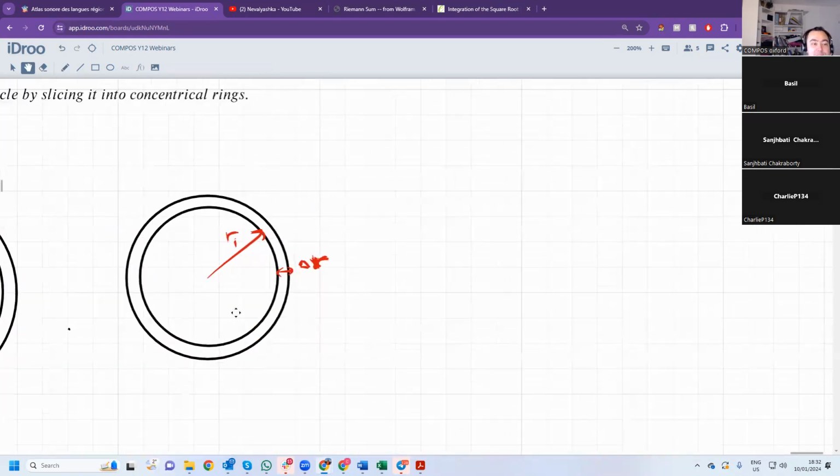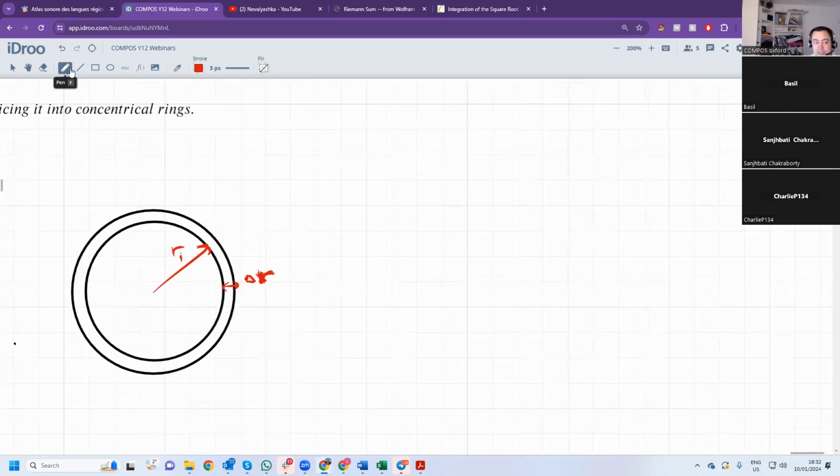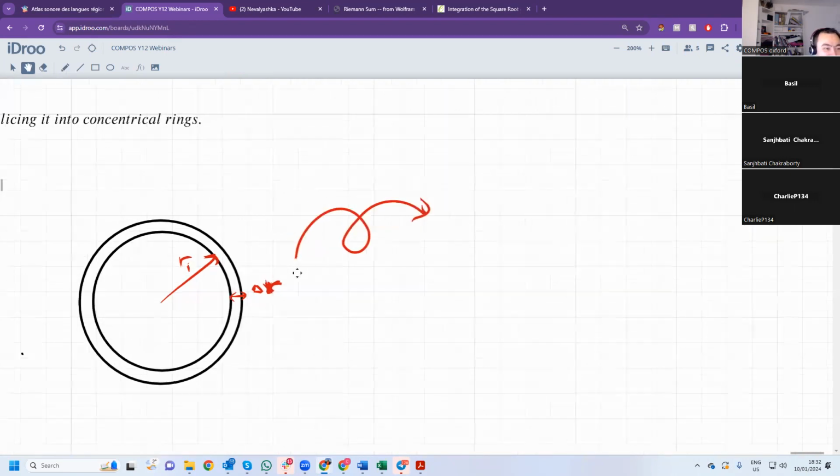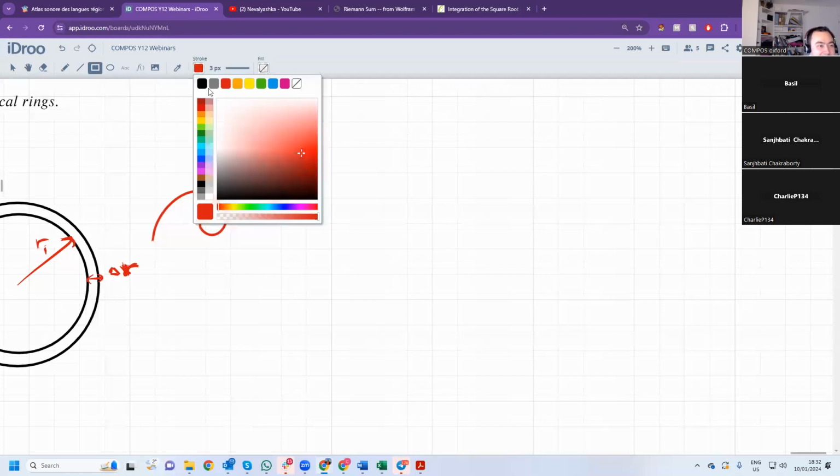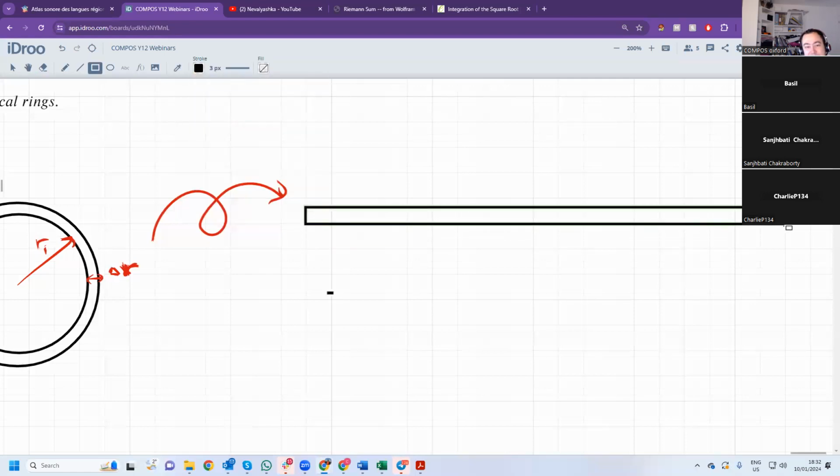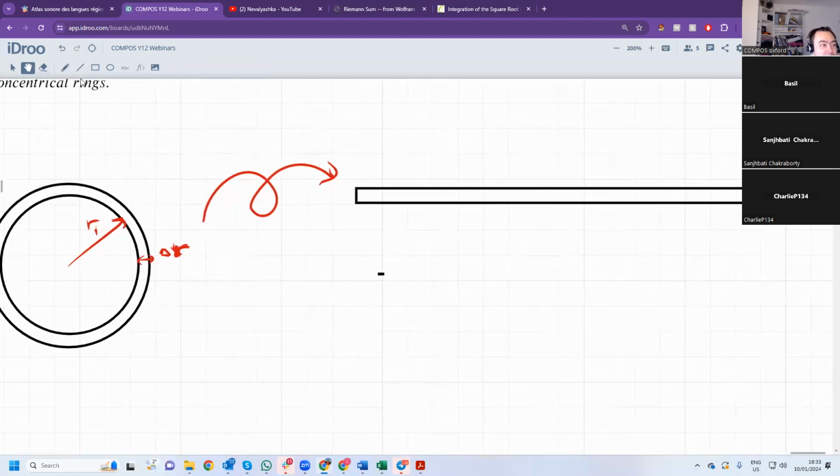Now, what is the area of this ring? Assuming delta r is small, we take this ring and unwrap it into a strip. If you take the ring, it's like a hula hoop, you can straighten it out. I can make this ring into a strip. The width of this strip is delta r, and the length of this is 2 pi r_i.